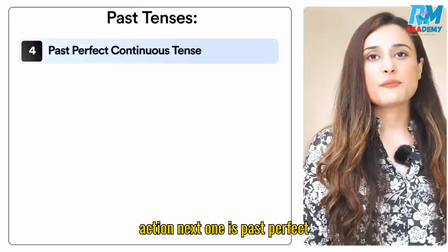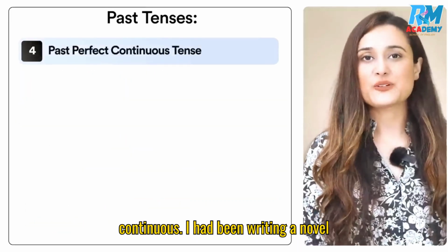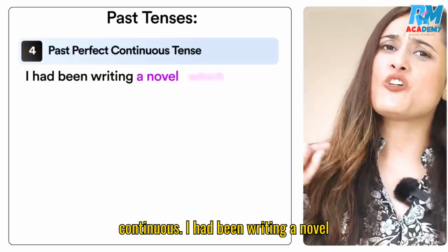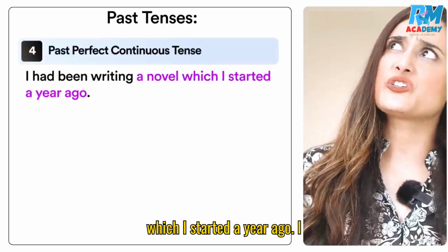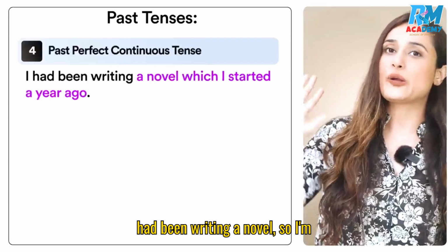Next one is past perfect continuous. I had been writing a novel which I started a year ago. I had been writing a novel.